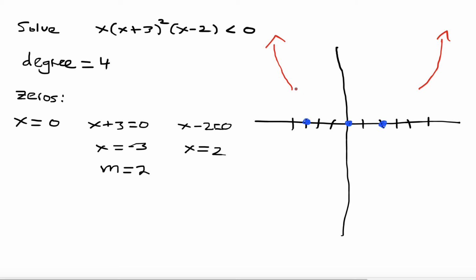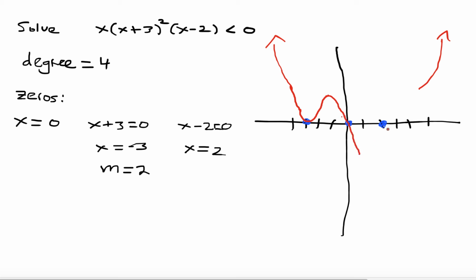And then what's going to happen to the graph? Well, at negative 3, you notice that the multiplicity is even. So what does that mean? It means we're going to touch the x-axis at negative 3 and then bounce back. The next intercept is at 0, so that means we're going to have to turn around. This is called a turning point. And then at 0, the multiplicity is odd, so we're going to go through it.